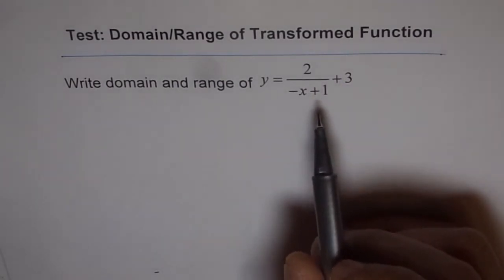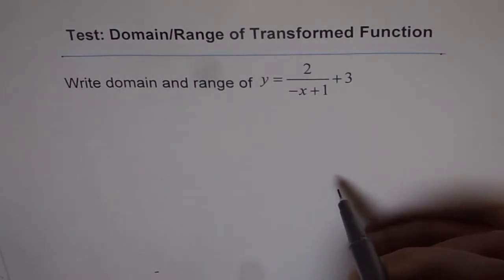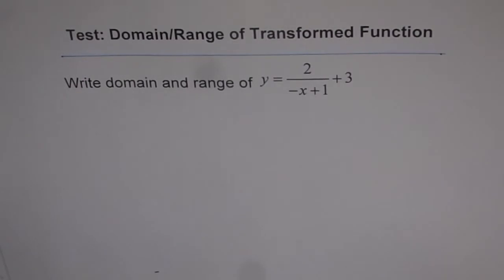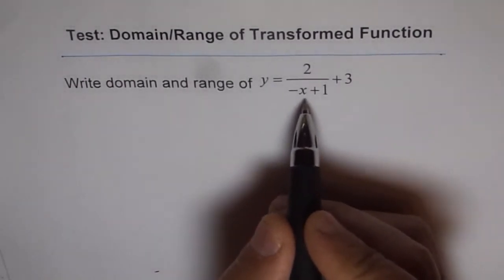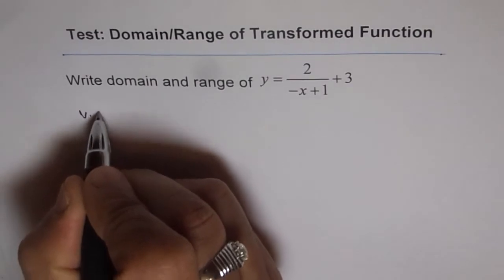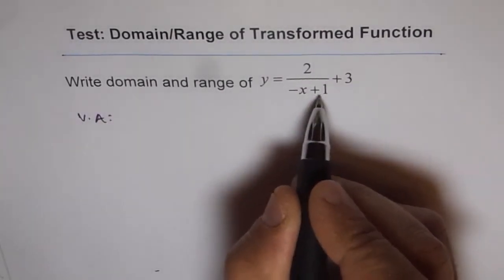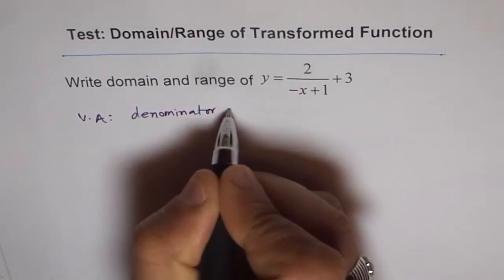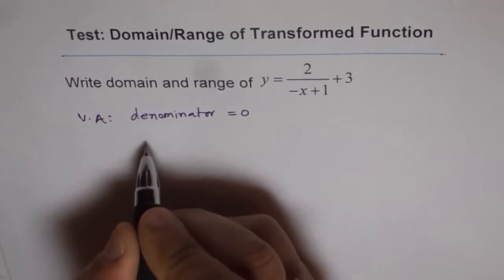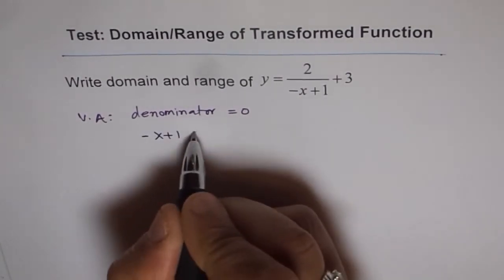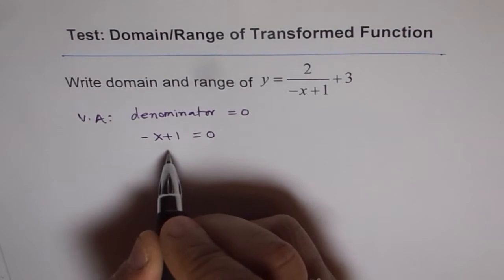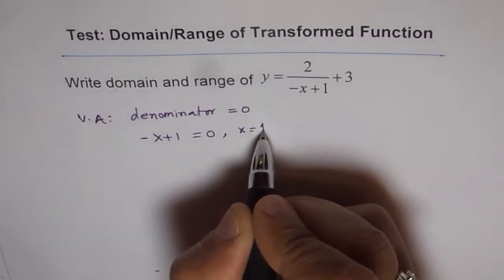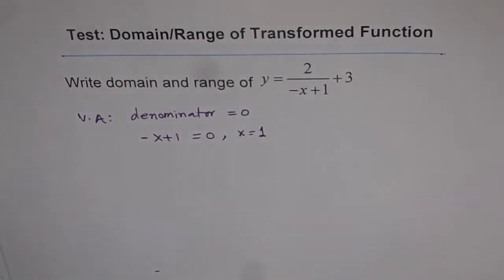So one way is that you can sketch it and get your answer. The second is you can analyze it, right? So let's first analyze it, okay? So what is going to be my vertical asymptote? From here, vertical asymptote is when the denominator is 0, right? So we say denominator equals 0. Now our denominator is minus x plus 1. Let's equate it to 0. And this is 0 when x equals 1.